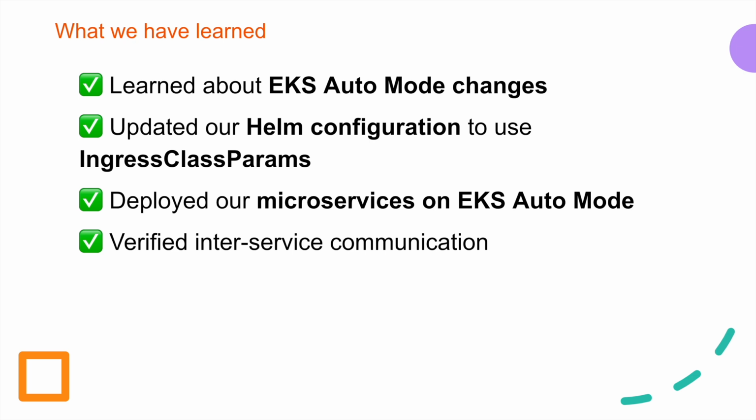So this concludes our series on deploying microservices on an AWS EKS cluster. Throughout this series, we covered everything from building, pushing, and deploying microservices to configuring ALB Ingress and using Helm for deployments, all while exploring both standard EKS and EKS Auto Mode. I hope this series helped you understand the complete end-to-end deployment process.